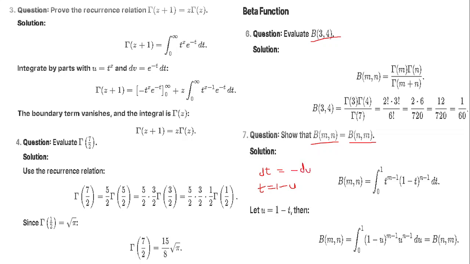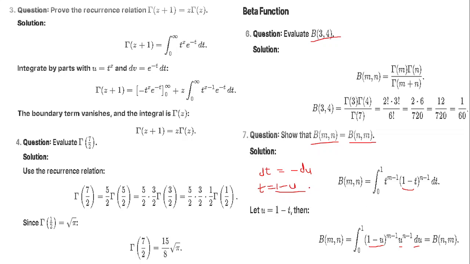Yes, sir. Now put all these things here. So if this is t, then it will be 1 minus u, and this one remains. So the t will be equal to 1 minus u, and dt is equal to minus du.